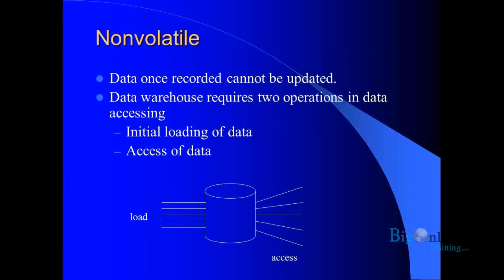Non-volatile. Non-volatile means once you load the information into the data warehouse, we will never update that information. For example, let's take the HR module. An employee has been working in an organization for almost 5 years and he got promoted and moved to a new location, from location A to location B. Normally what do they do in an HR application? They open that employee ID and update the employee location from location A to location B.